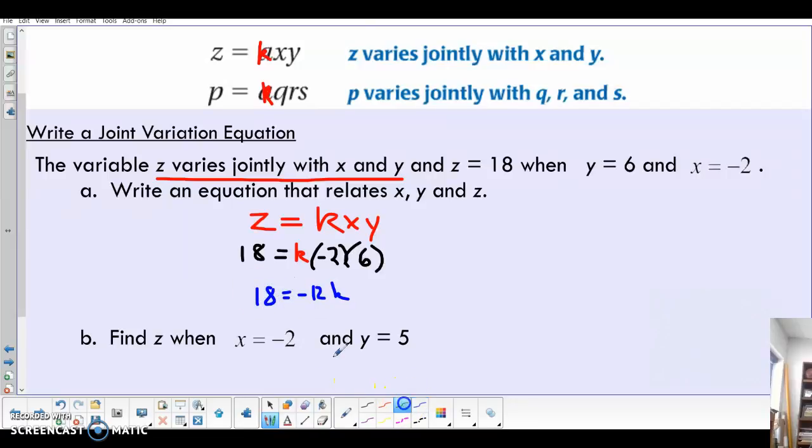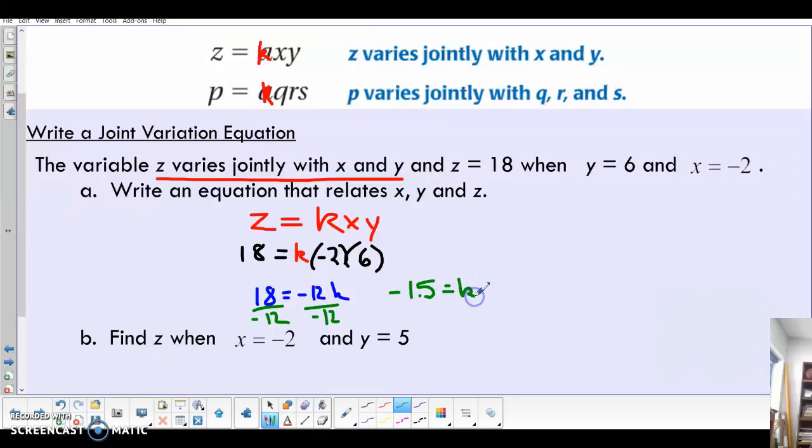In order to solve for K now, I'm going to go ahead and divide by -12 to find my constant. 18 divided by -12 is going to be -3/2. That's -1.5, if you like decimals, nothing wrong with that. So -1.5, that's the value of K.